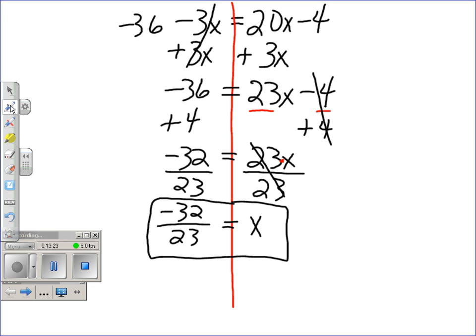Now something you may notice is that the x is on the right. This kind of freaks people out sometimes. The x is on the right side. It's okay if x is on the right. The whole idea is to get x alone. We don't care if x is alone on the right side or if x is alone on the left side. We just want x to be alone.